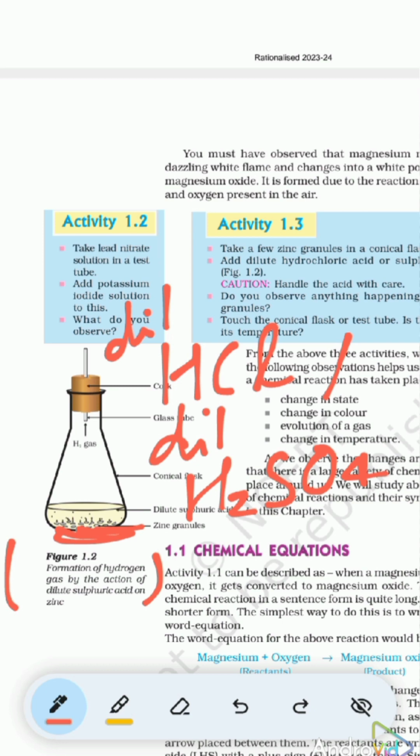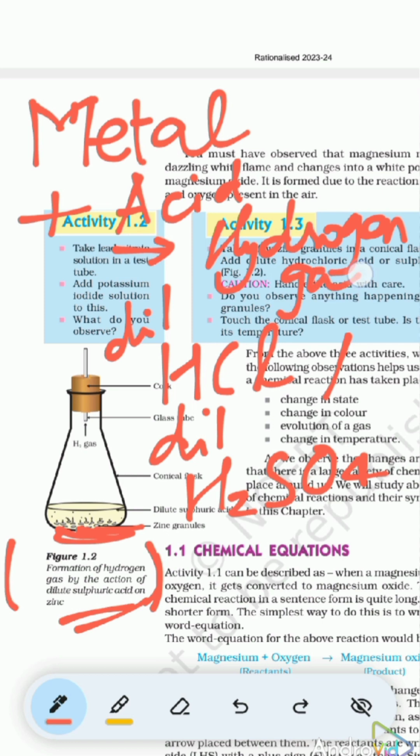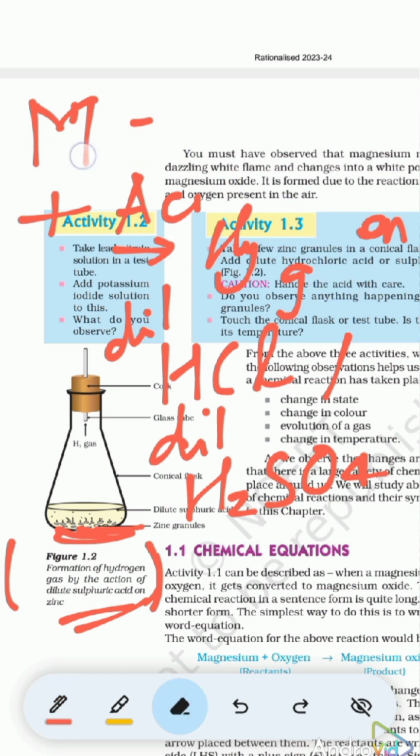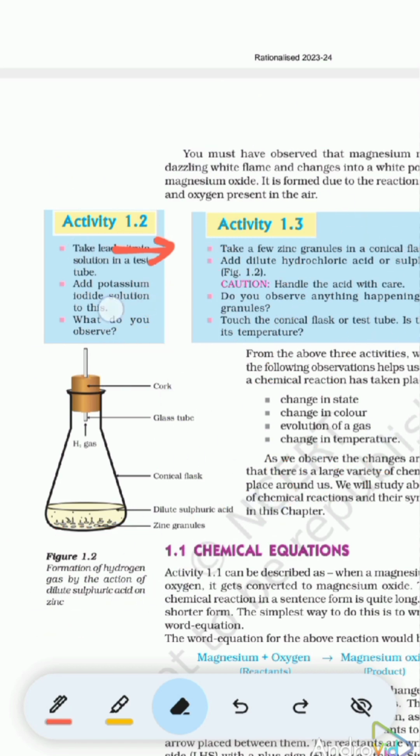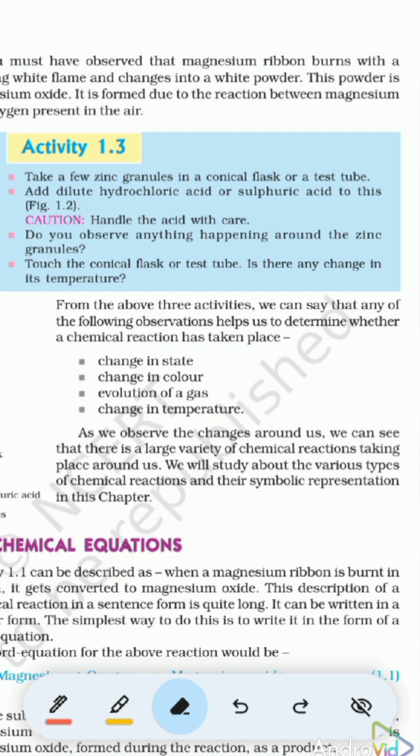And when both of these react, what happens? The thing is, we have to observe. Does any change occur? Yes, formation of hydrogen gas by the action of dilute sulfuric acid with zinc, because we know that when a metal reacts with an acid, it would produce hydrogen gas. Please note this. So when the hydrogen gas is formed, definitely at the bottom of the conical flask or the test tube, we would feel the temperature change.